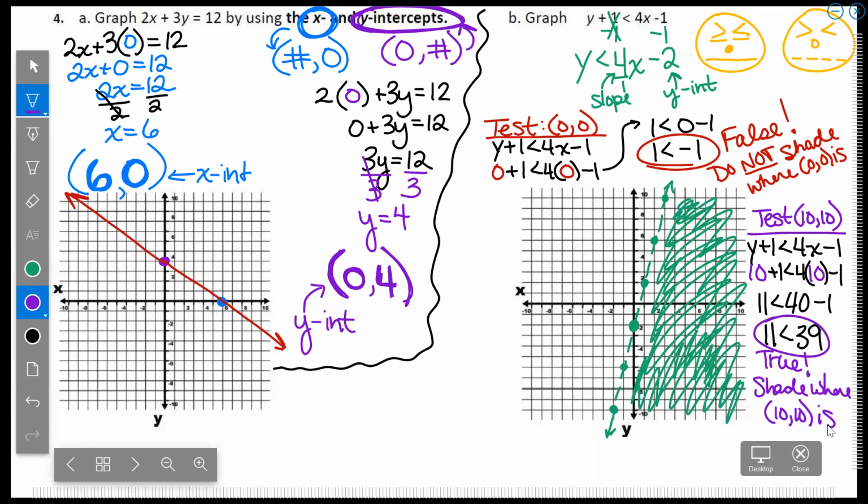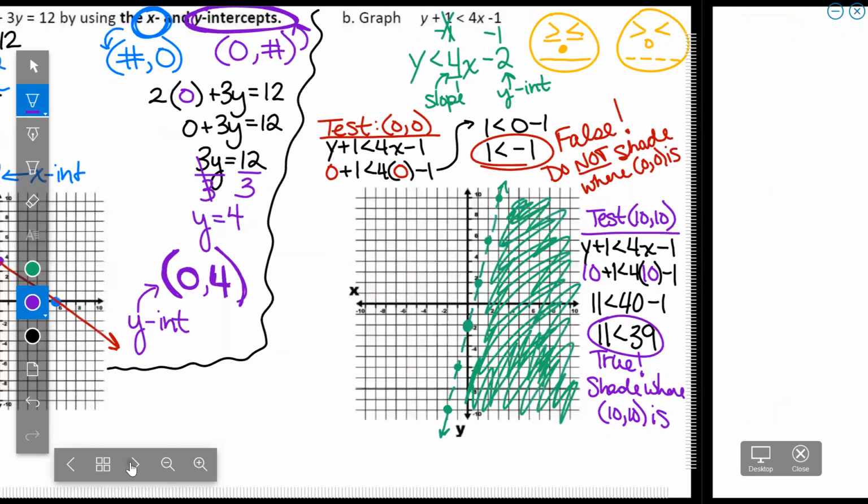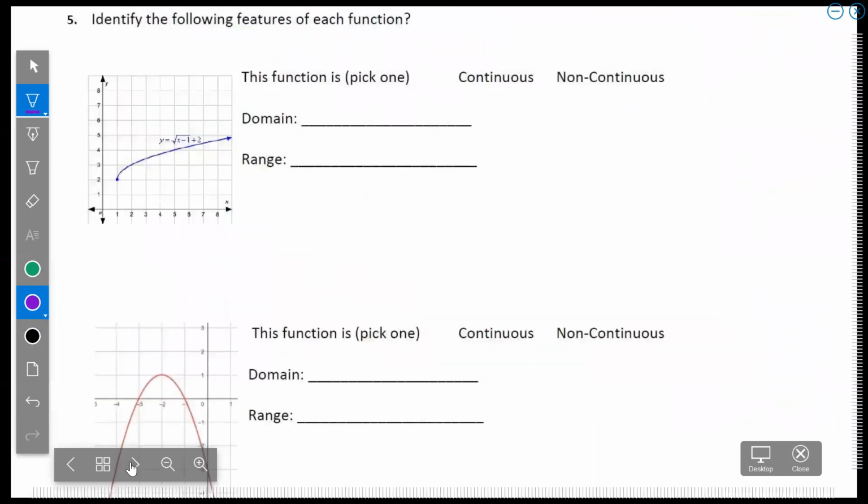All right, let's go look at number 5. Now's the time to snap a picture if you need to. We have time for, I think, one more. All right, let's do number 5, continuous and not continuous.